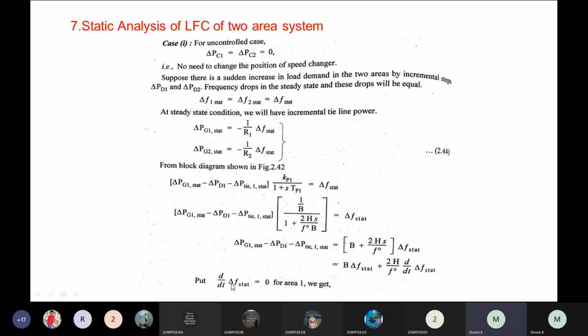So here my d by dt of del F stat is equal to 0 for area 1. I equate it, just letting d by dt del F stat equal to 0 for area 1.